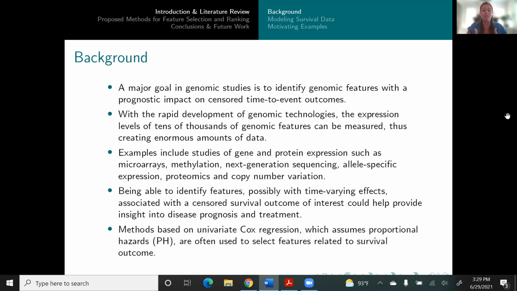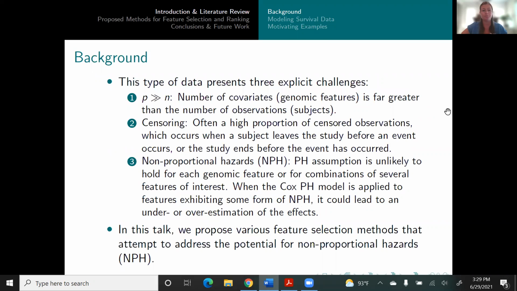The problem is that methods based on univariate Cox regression, which assumes proportional hazards, are often used to select features related to survival outcomes, and we'll talk more about why that's a problem.